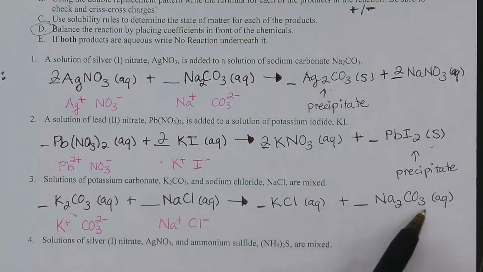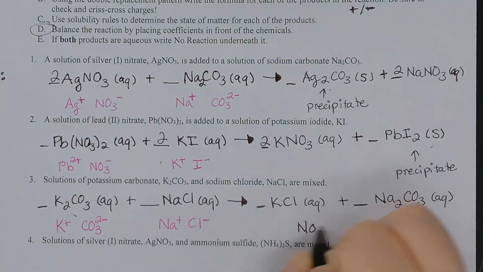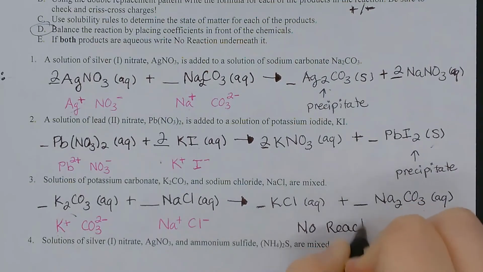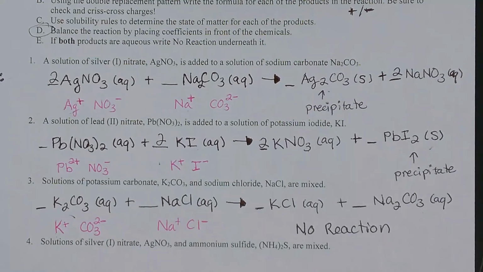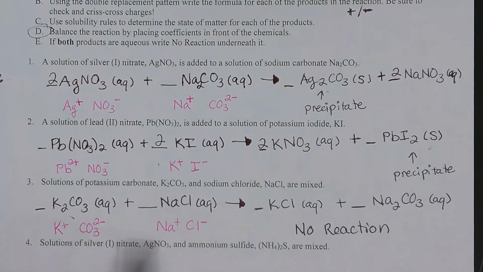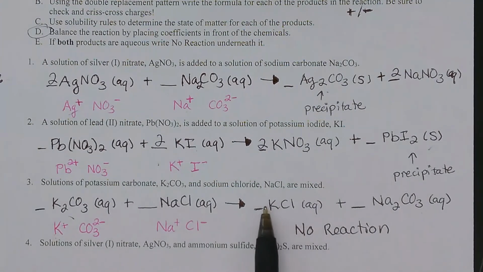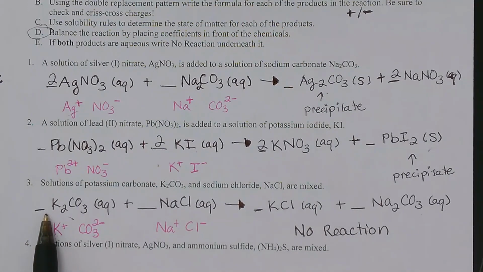When we see that both of our products are aqueous, there's no precipitate formed, so we have no reaction occurring. We have 2 aqueous solutions, so a whole bunch of ions, potassium carbonate, sodium and chlorine ions hanging out in water, and at the end we have potassium, chlorine, sodium and carbonate ions hanging out in water. Nothing actually occurs here, so that's no reaction. We will still go ahead and balance it.